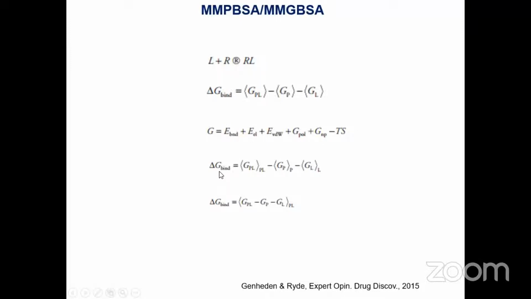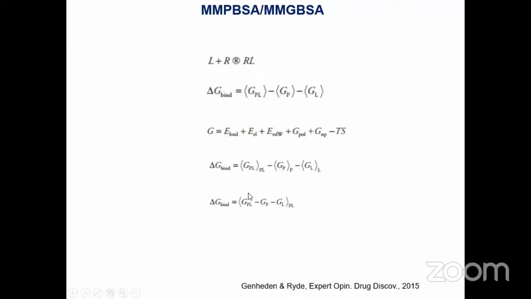The del G bind, therefore, will be the G, the free energy of protein-ligand when we are simulating the protein-ligand separately, minus free energy of protein when we simulate the protein, and minus free energy of ligand when we simulate the ligand. All these are separate simulation systems. So this is the three-trajectory MMPBSA or MMGBSA. But for ease of calculation, we can take del G bind equal to GPL minus GP minus GL from the same protein-ligand simulation.